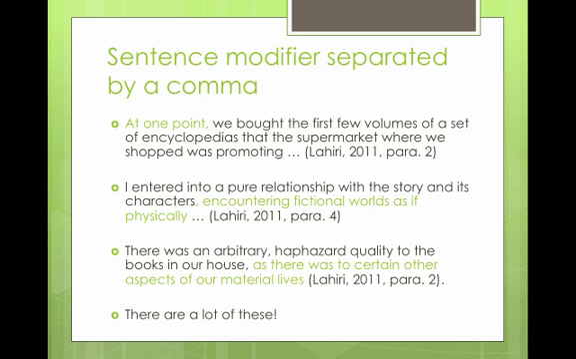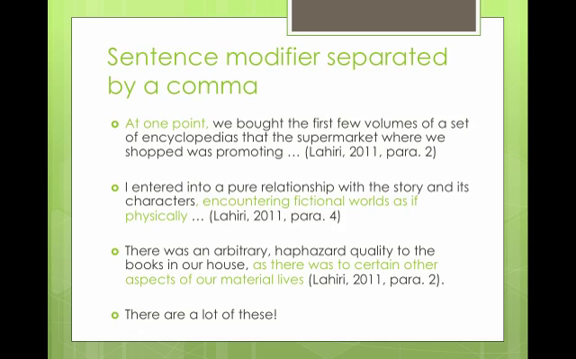The second sentence, the sentence modifier occurs after the independent clause. It's, as you see, a present participial phrase, and so we put the comma before the present participle, encountering fictional worlds as if physically. And the last one is a dependent clause. So I'm cheating a bit here. I have another slide for dependent clauses, but we see comma as there was to certain other aspects of our material lives. So lots of different kinds of sentence modifiers.